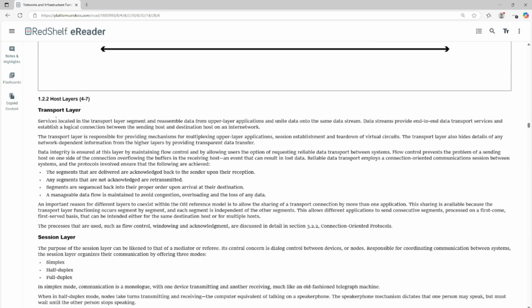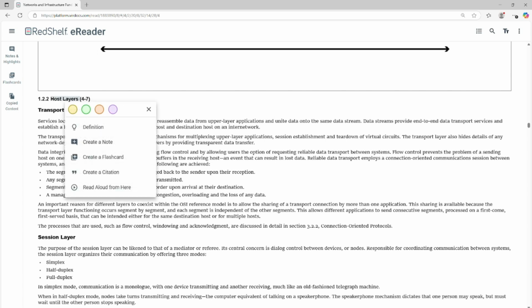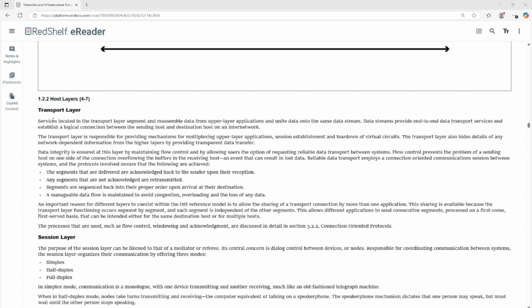Layer 4, the transport layer. Before I proceed with the transport layer, I want to call attention to something I mentioned earlier: layer 4 to layer 7 are referred to as the host layers. Some key things to take note of at this layer: services located in the transport layer segment and reassemble data from upper layer applications and unite data onto the same data stream. That's it.